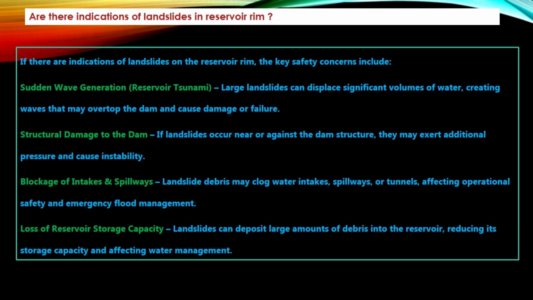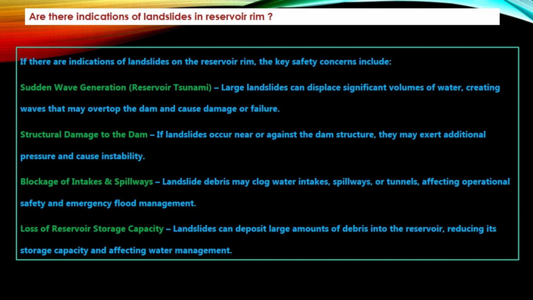Here the question is, are there indications of landslides in the reservoir rim? When there are indications of landslides in the reservoir rim, the key safety concerns include: first, sudden wave generation, reservoir tsunami. Large landslides can displace significant volumes of water, creating waves that may overtop the dam and cause damage or failure. Second concern could be structural damage to the dam. If landslides occur near or against the dam structure, they may exert additional pressure and cause instability.